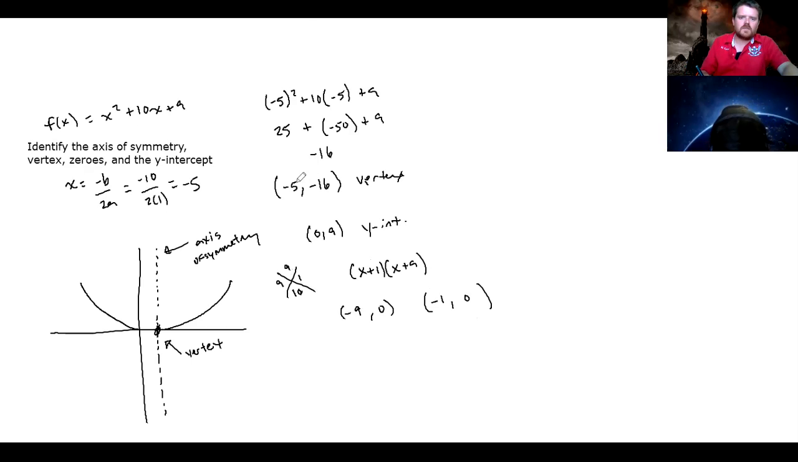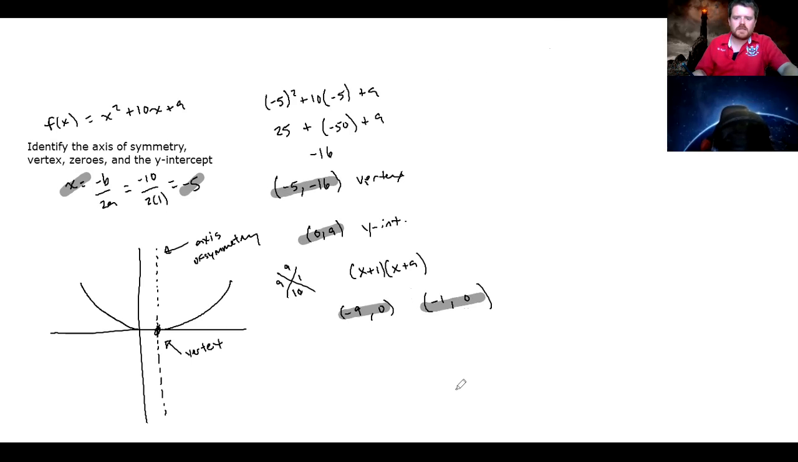So all of these are key features of the graph: where the axis of symmetry is, the vertex, the y-intercept, and then the x-intercepts or the zeros. Most of the questions in the first part of the section are just asking you for that information. So no matter what form it's in, you can identify each of those by doing what we just did. You may also be asked to graph.